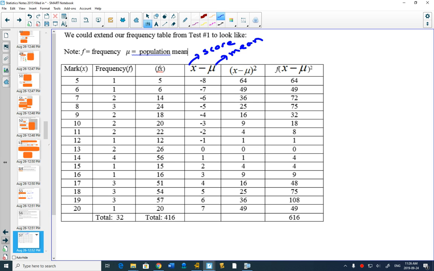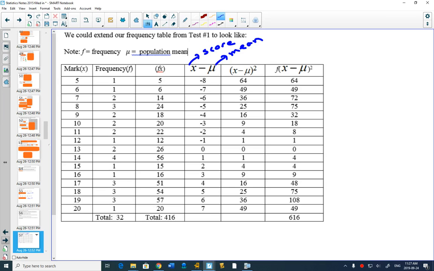We already know that our mean was 13. So if you took 5 minus 13, you would get negative 8. 6 minus 13, negative 7, and so on. You then square this answer, which gives you all positive answers. And the reason we square them is because in the end, we're going to want to add them all up.